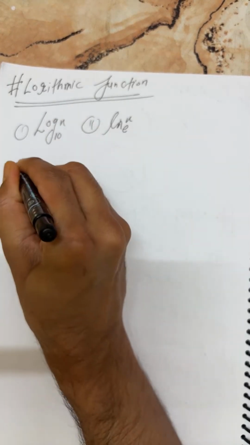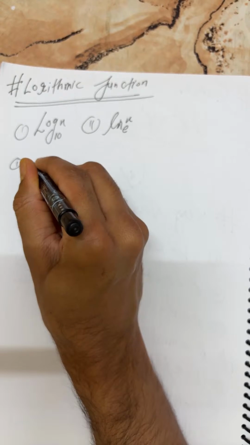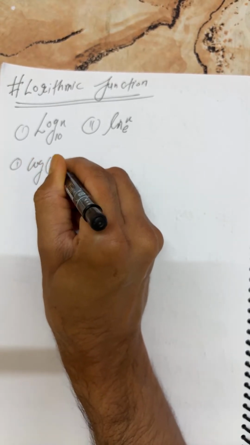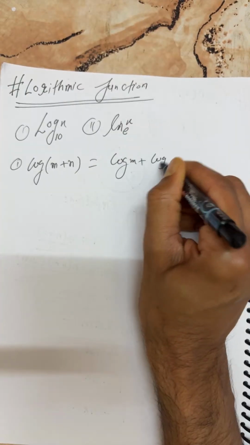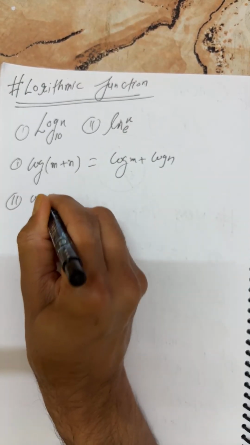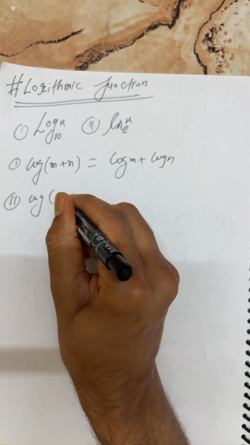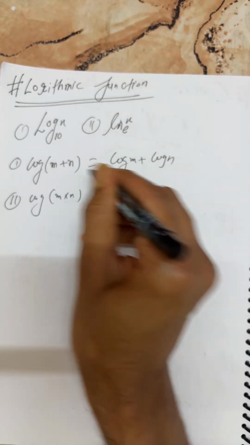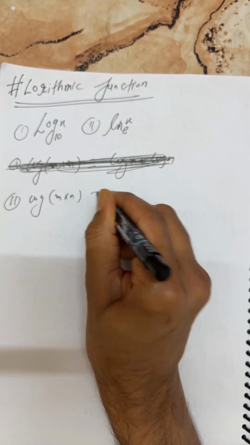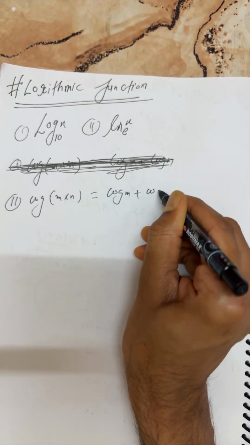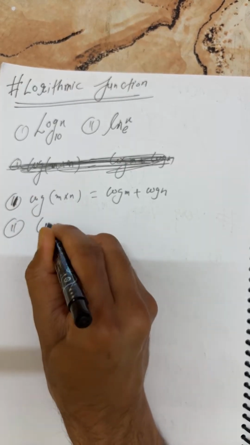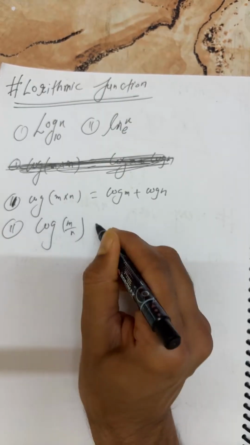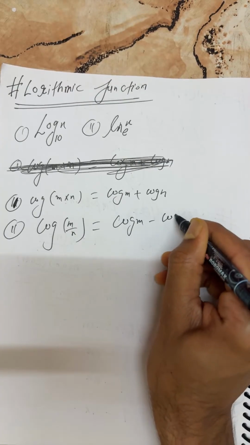Next, there are a few formulas which I'll use further. First formula: log of m times n is log of m plus log of n. Second one: log of m upon n is log of m minus log of n.